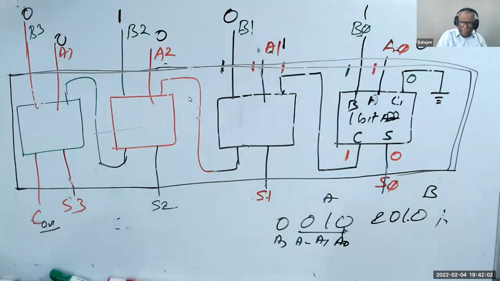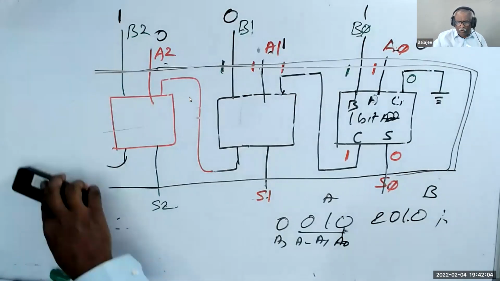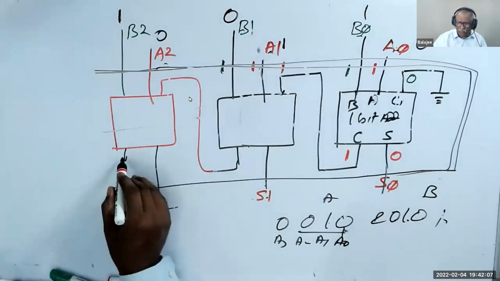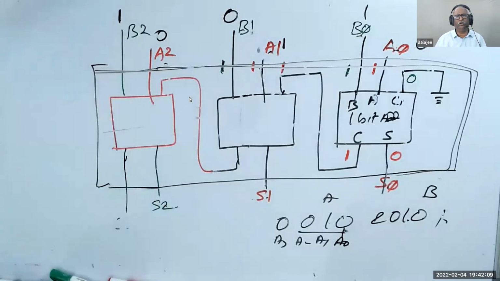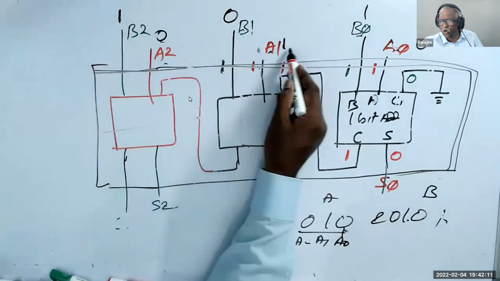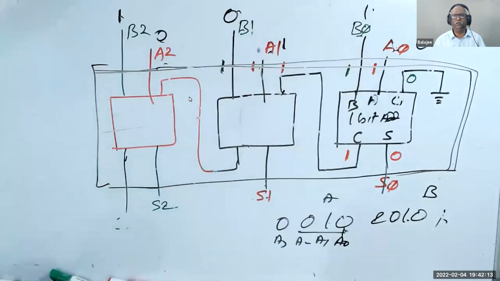So if you have a 3-bit adder, then remove this. If you want to have a 3-bit adder, remove this. You have a sum. That's it. Okay. You add 0, 1, 0, 1, 0, 1. Okay. You add them. You will get the result now.